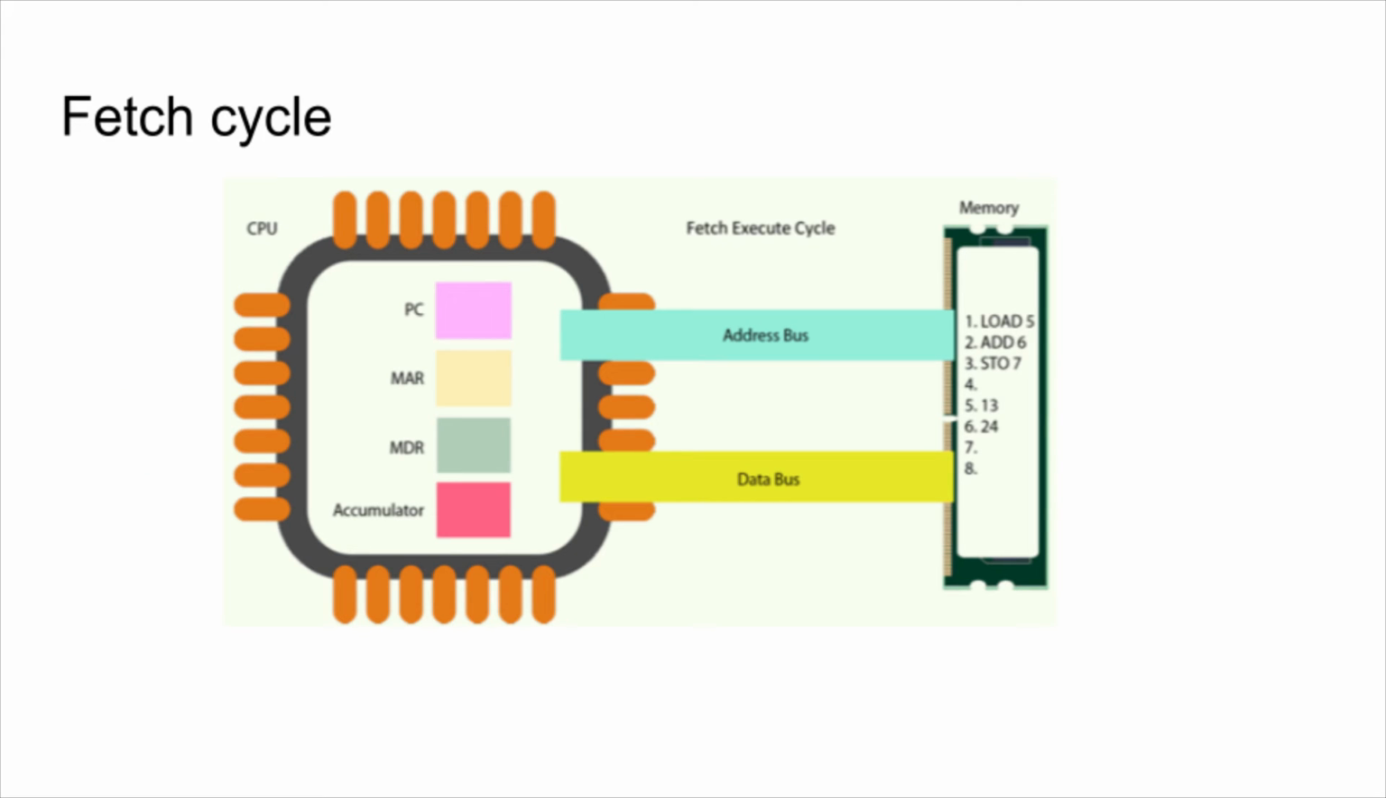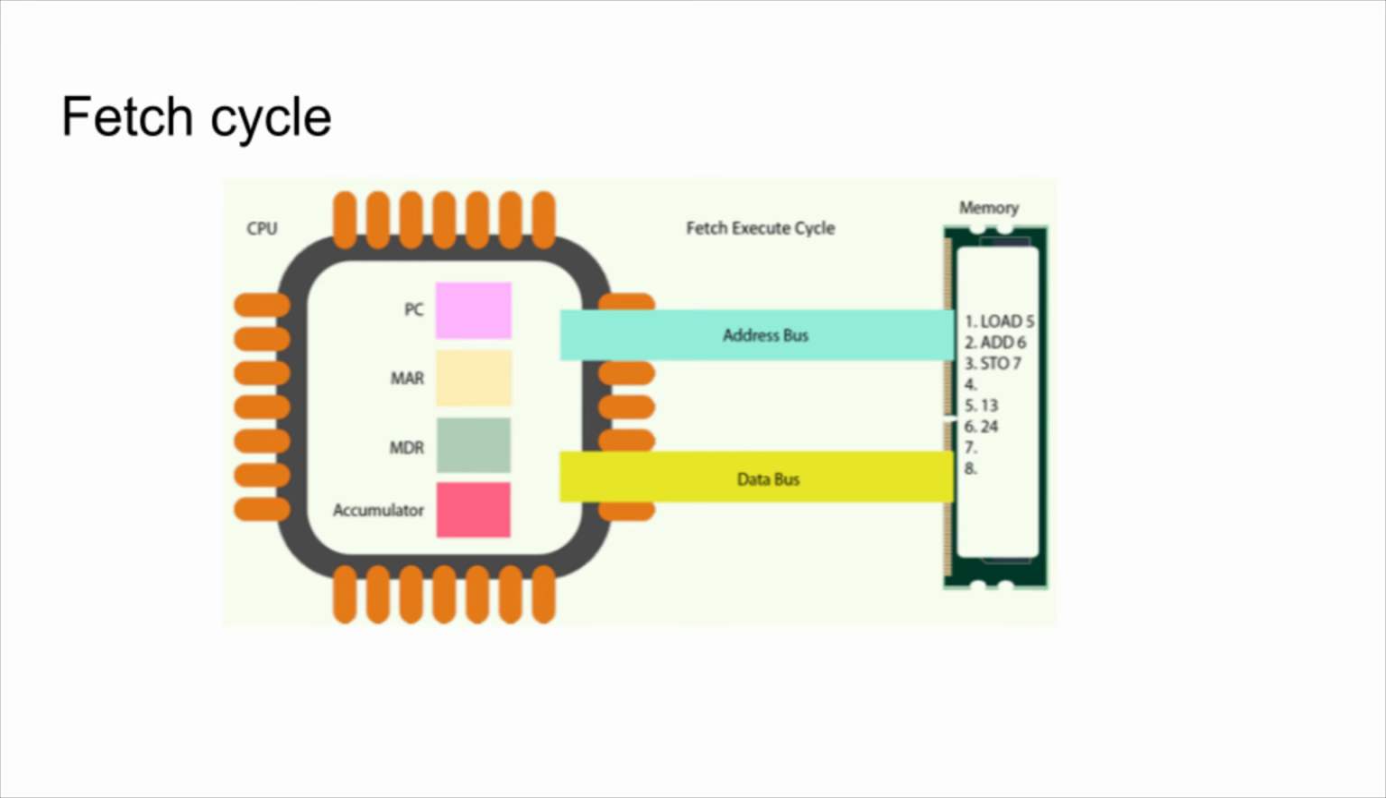This is the fetch cycle diagram. It works by the program counter, or PC, pointing to the next instruction in the RAM. It then copies its memory address in the RAM to the memory address register. It then counts up by 1 to point to the next instruction.